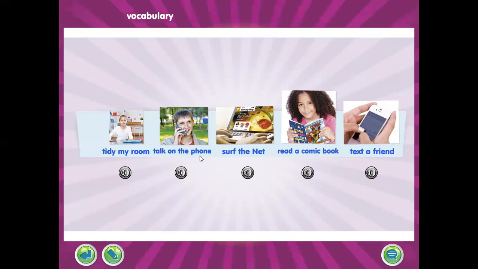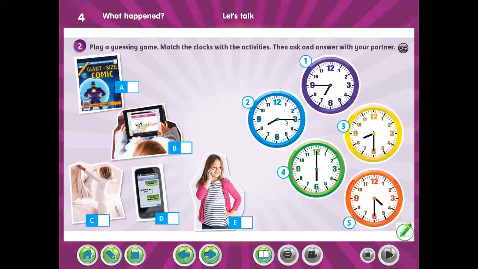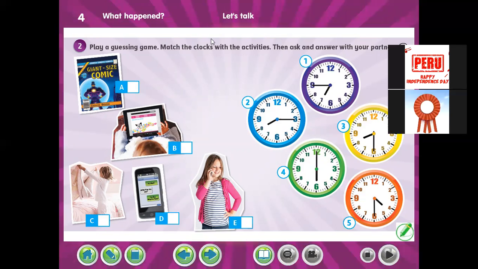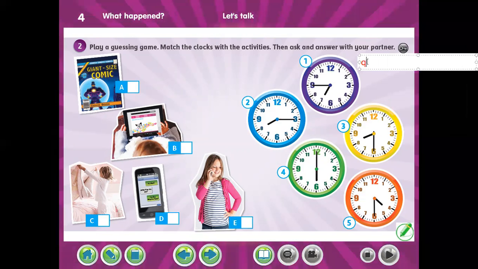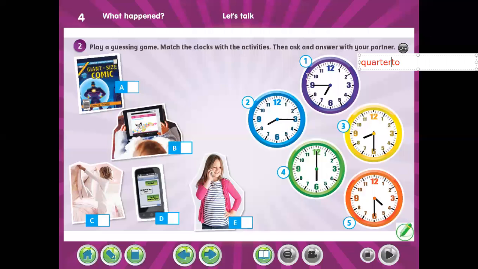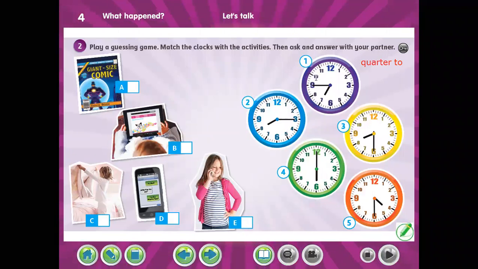Good. Let's see. Maria Jose, what's the time in the number 1? It's 7:15. 7:15. Very good. 1:45. Remember, if you don't remember, please copy in your book. Okay, copy this word. 1:45. Very good.